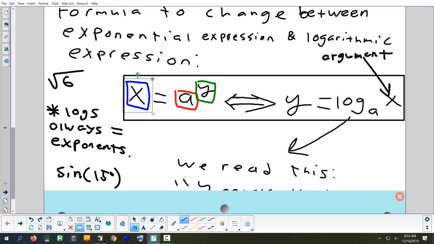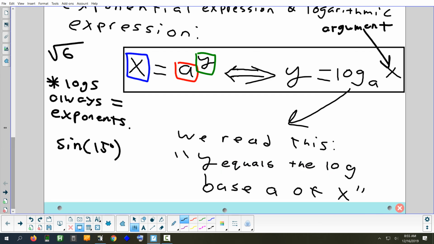That's why the X is all by itself. Okay, so if you argue, that's how I remember it. If you argue with somebody all the time, you end up by yourself. So the argument ends up all by itself on that side. Okay? So if you remember that, and you remember the trick about the base always being the number that's lower, and logarithms always equal exponents, it tells you what's going to go where.